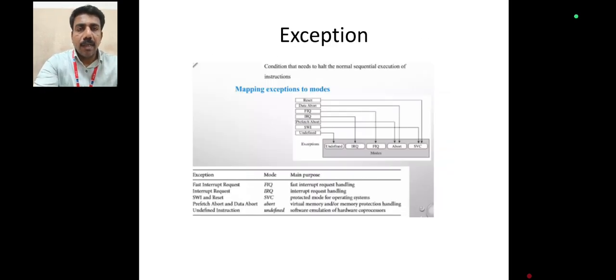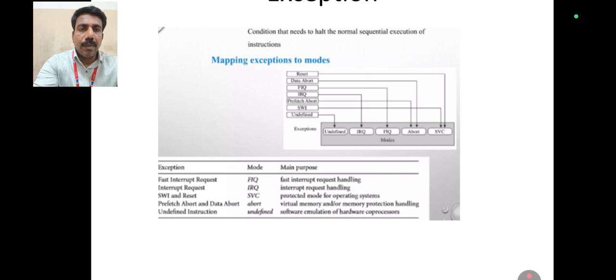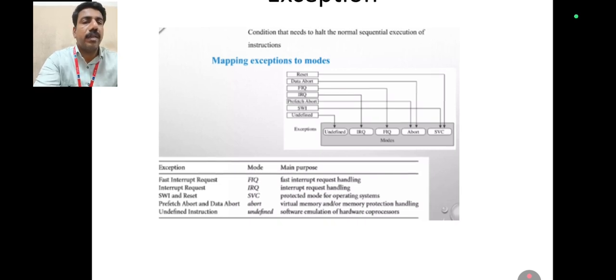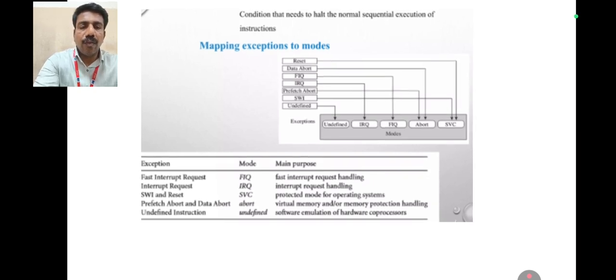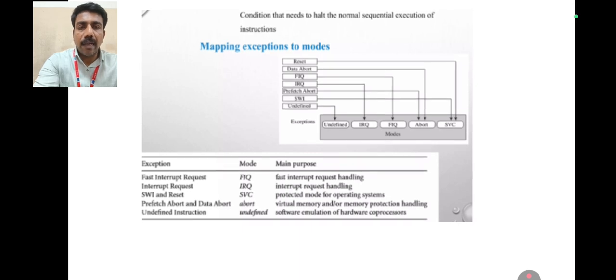Next, exceptions in ARM processor. An exception is a condition that needs to halt the normal sequential execution of instructions. There are five types of exceptions. The first exception is the fast interrupt request. It operates in the FIQ mode. The main purpose is fast interrupt request handling.